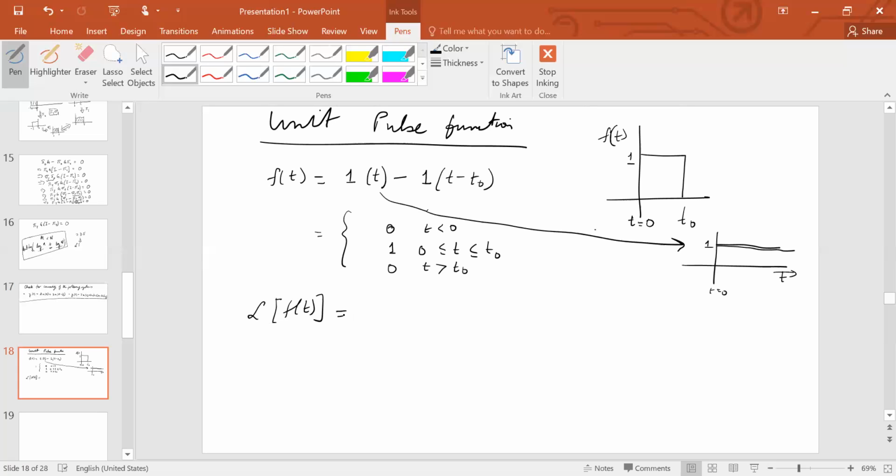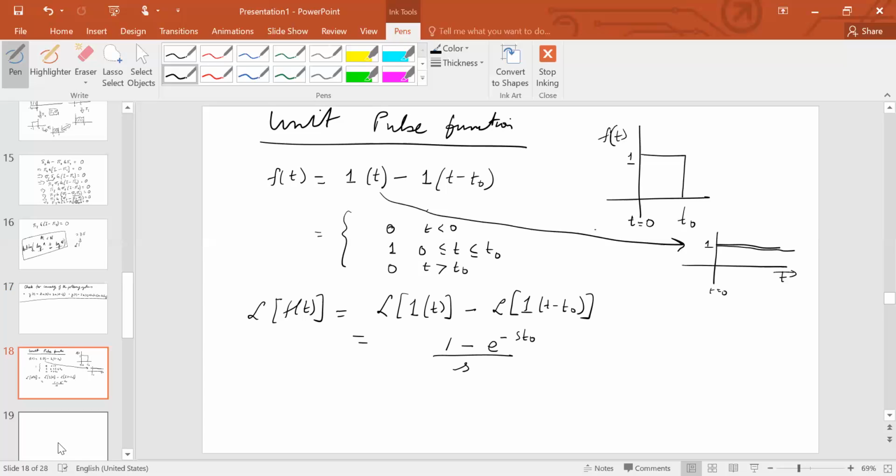you can use the classical definition of a Laplace transform, or you can use the fact that the Laplace transform of the unit step is nothing but 1 over s. I leave it to you to work out the details, and you'll find that this is 1 minus e to the power minus s t0 over s. All right. So this is the unit pulse. There's a reason why I'm doing this, and it will be clear shortly.